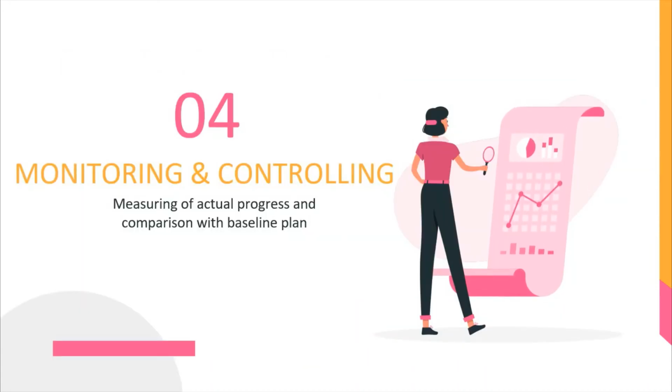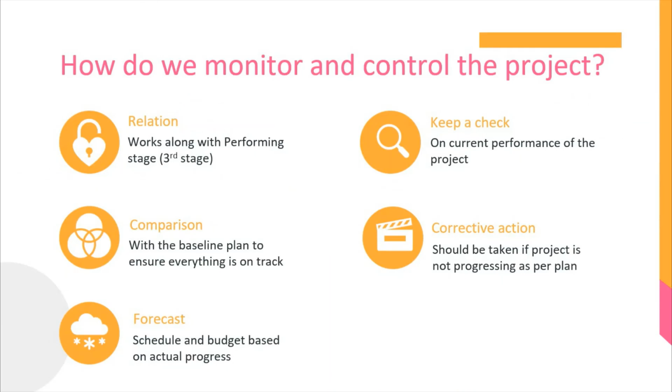The next phase in the project life cycle is monitoring and controlling. It is necessary to monitor the progress of the project so that we can achieve the project objective as per plan. As I already mentioned, this monitoring and controlling phase works along with the performing phase. So that's what the relation is.